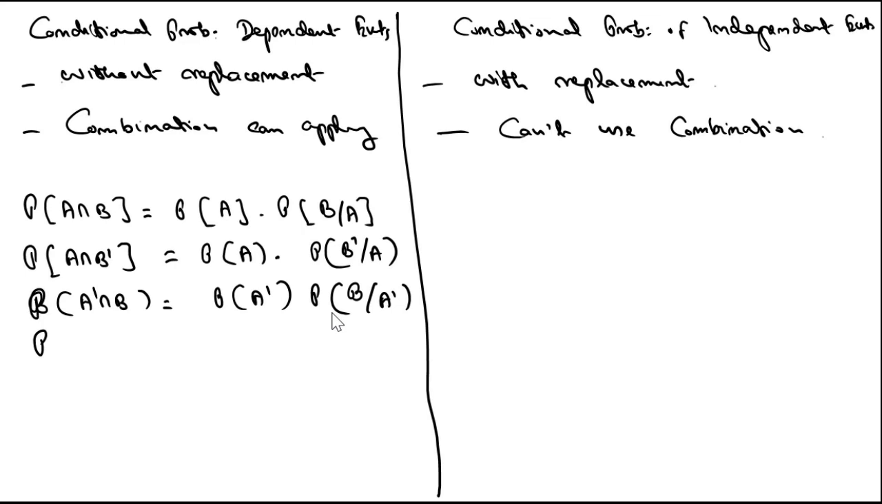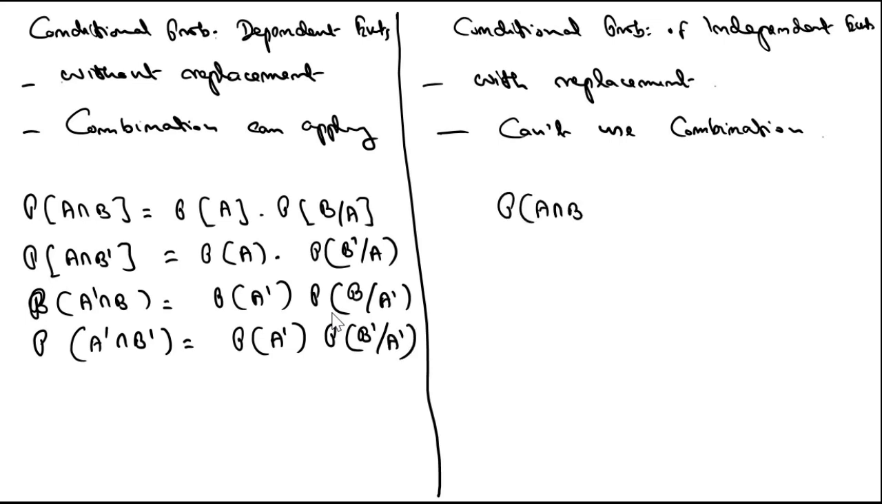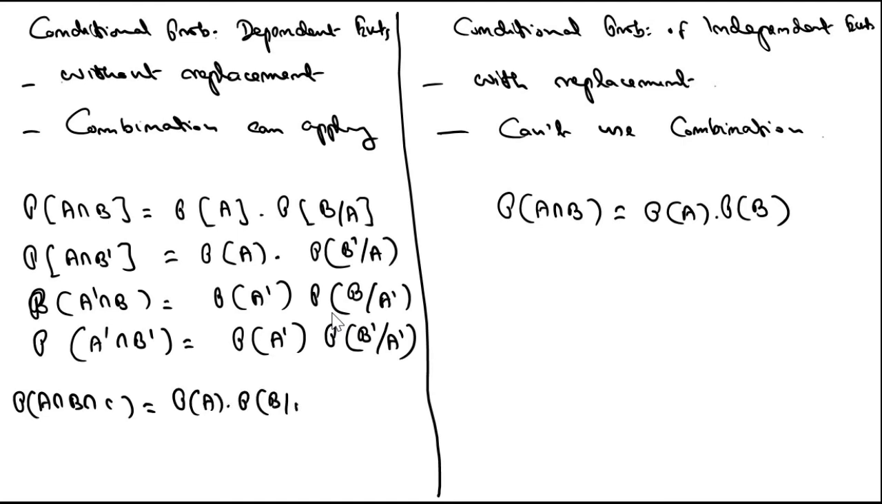Probability of A complement intersection B complement equal to probability of A complement into probability of B complement given A complement. Here, for independent events, probability of A intersection B equal to probability of A into probability of B. Again, extension of what we have seen: A intersection B intersection C equal to probability of A into probability of B given A into probability of C given A intersection B.